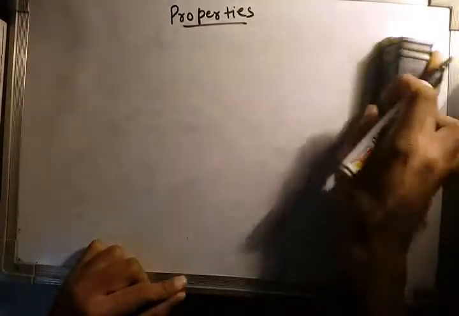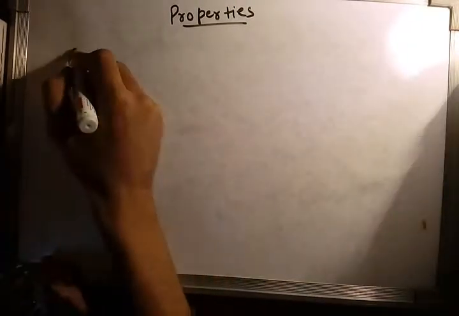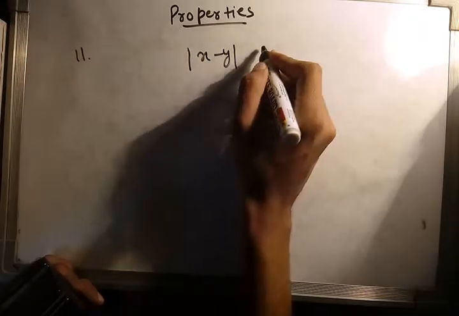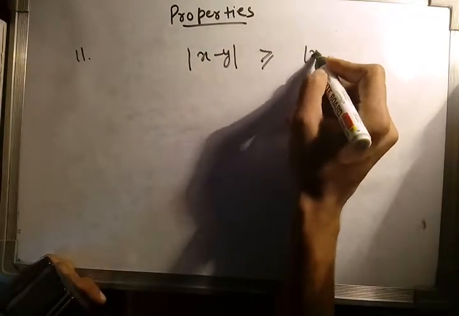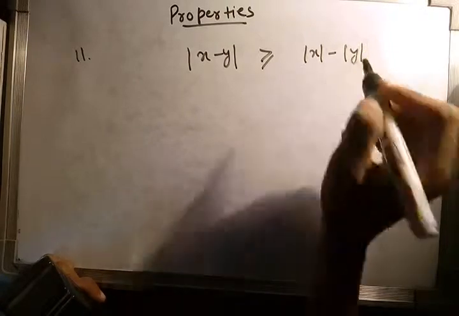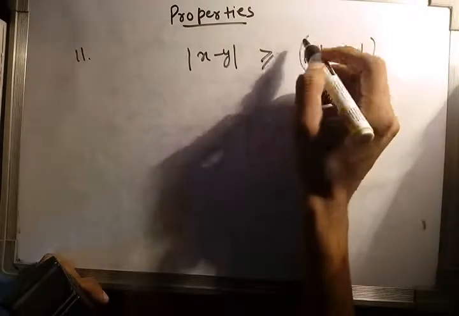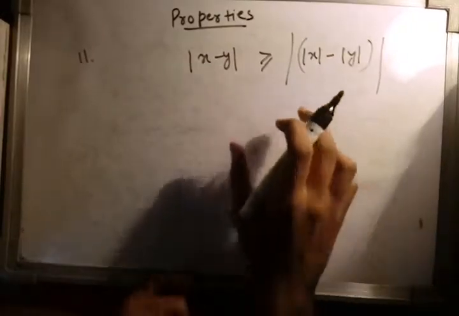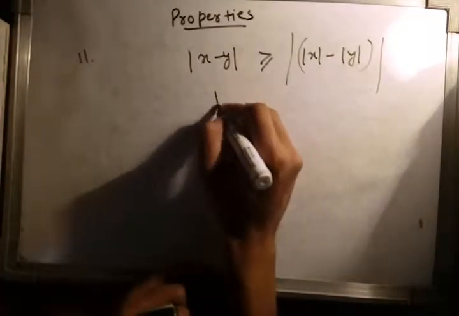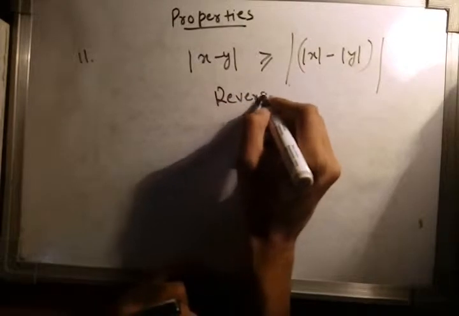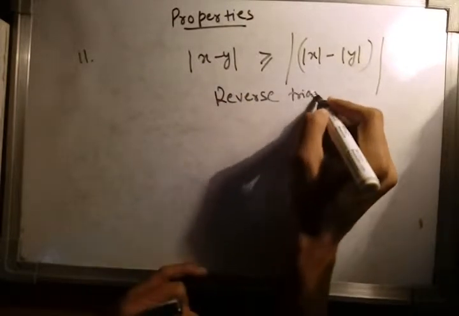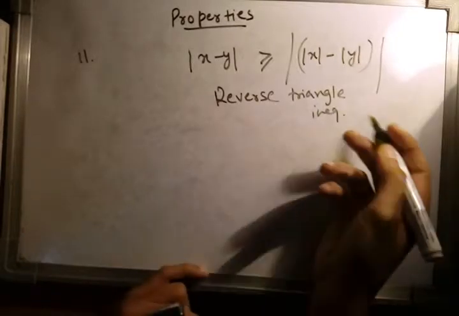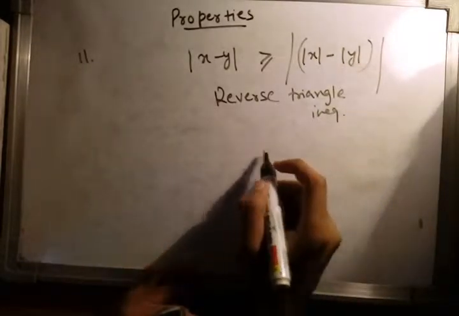Now we have our 11th property, which is |x - y| is greater than or equal to ||x| - |y||. And if we take the mod again, I'm not going to show you the proof, but you have to use it as it is, and it is called the reverse triangle inequality. This is equivalent to subadditivity.